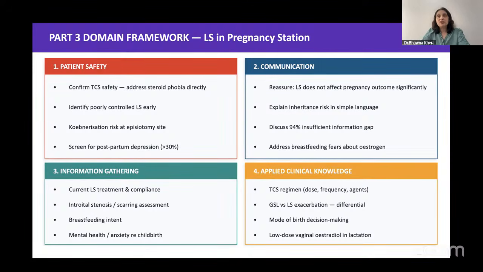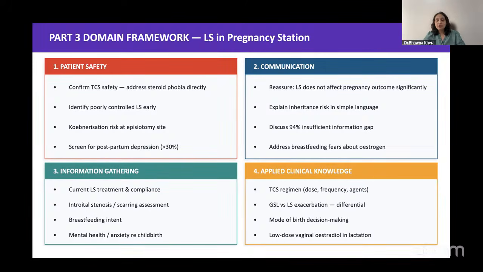Screen for postpartum depression, because mental health, you all know how favorite that is for RCOG. Communication: reassure that the pregnancy outcome is not dependent on the severity, right? It is significantly good. Explain inheritance risk in simple language. There is a 12% inheritance risk, so you need to talk about the female child, if any. Discuss the 94% insufficient information gap. Therefore, address that breastfeeding is safe with the estrogens. Apply clinical knowledge, talk about the regime, the dose, frequency, agents.